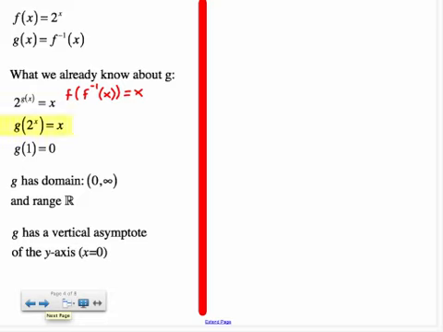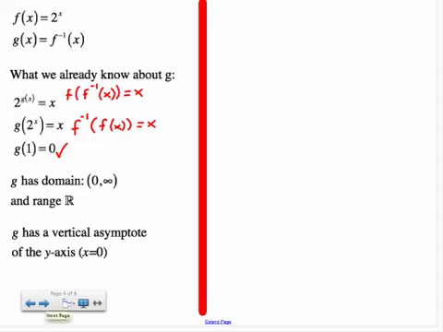We also know it works the other way. So f inverse of f of x also has to equal x. So when we find this new function g and we plug in 2 to the x, we know that we're going to get x as a result. (1, 0) has to be on the graph of this inverse function because (0, 1) is on the graph of 2 to the x, and we know that x and y coordinates flip.